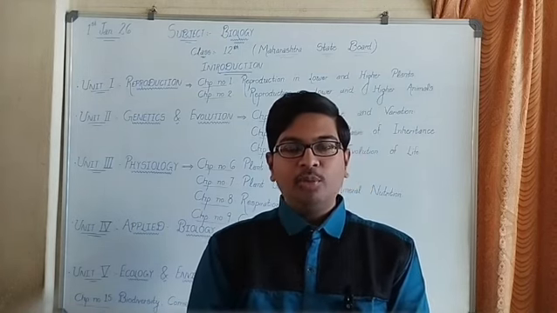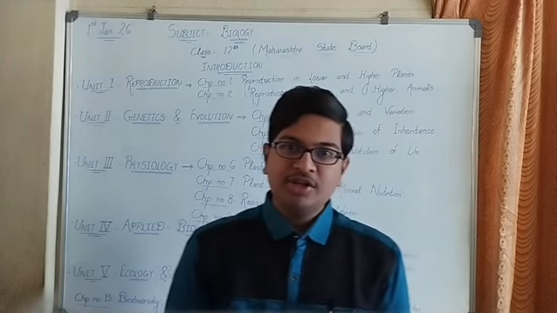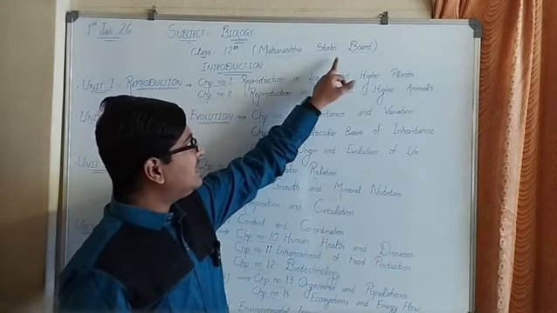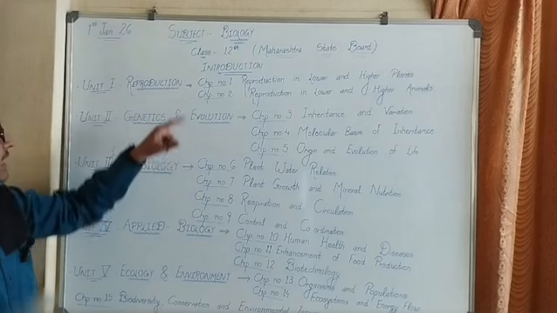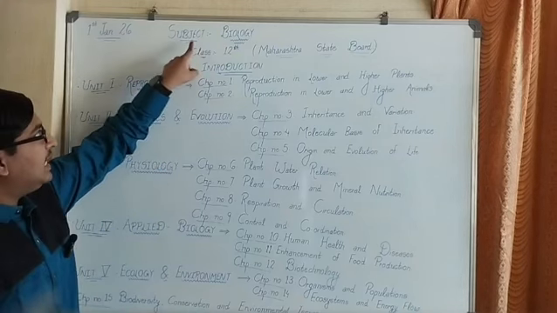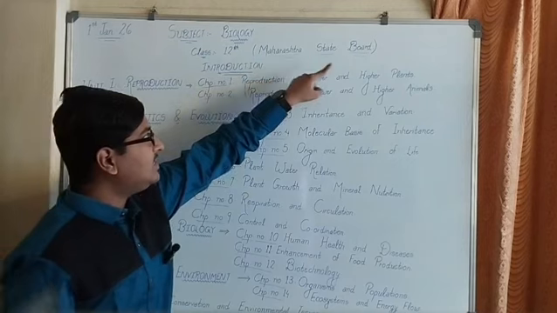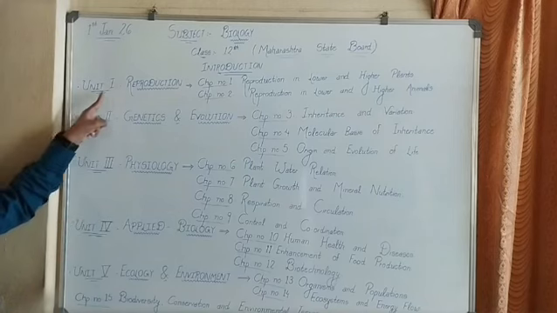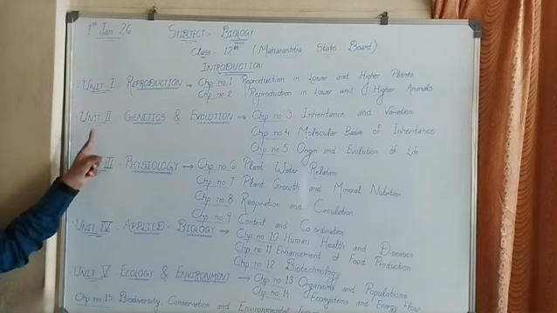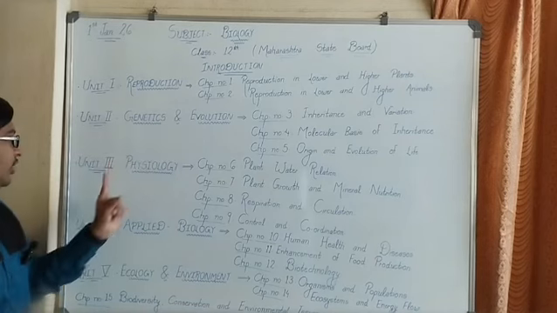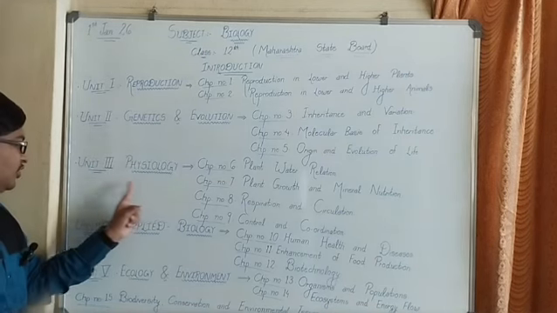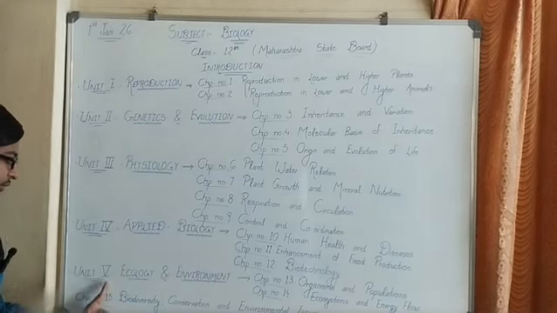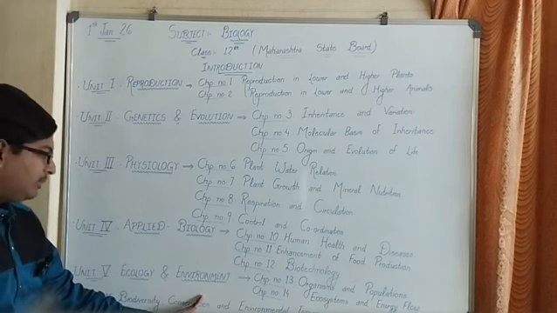Before moving on towards our main chapter, let me first introduce the syllabus of class 12th biology of Maharashtra State Board. Basically, our syllabus of class 12 subject biology of Maharashtra State Board is divided into 5 units, and those are unit number 1 reproduction, unit number 2 genetics and evolution, unit number 3 is physiology, unit number 4 is applied biology, unit number 5 is ecology and environment.